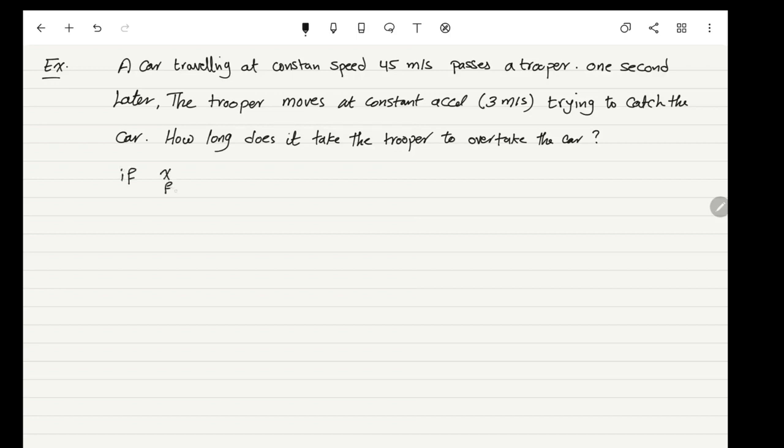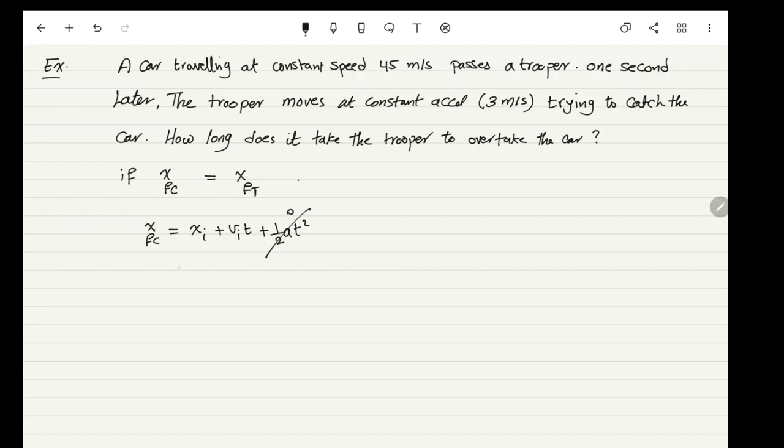So if x final for the car is the same as x final for the trooper, then they will catch up with each other. So let's calculate the distance, or the x final, for both the trooper and the car. So x final for the car equals x initial plus v initial t plus half a t squared. Since the car is moving with constant speed, the acceleration part is equal to 0.